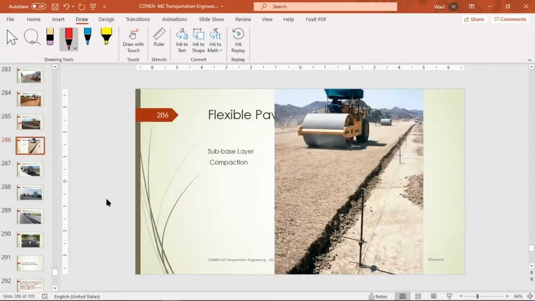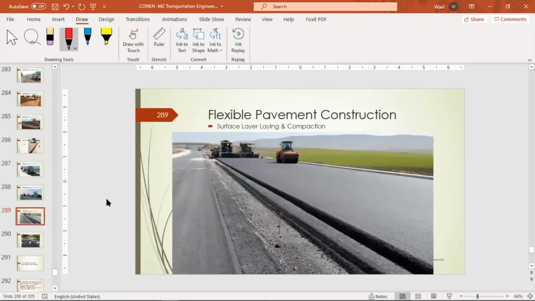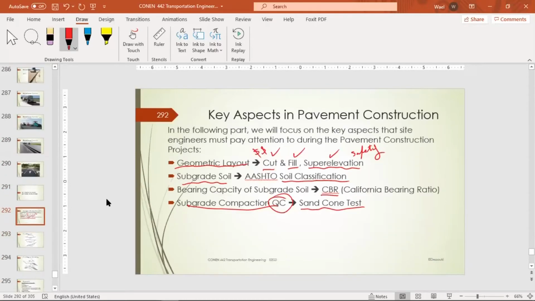How can we know it's compacted well? By measuring its density, by the sand cone test. So if you are going to be a site engineer for highway construction, that's a very crucial test for compaction. And there is another method used instead of the sand cone test, we'll discuss it later.